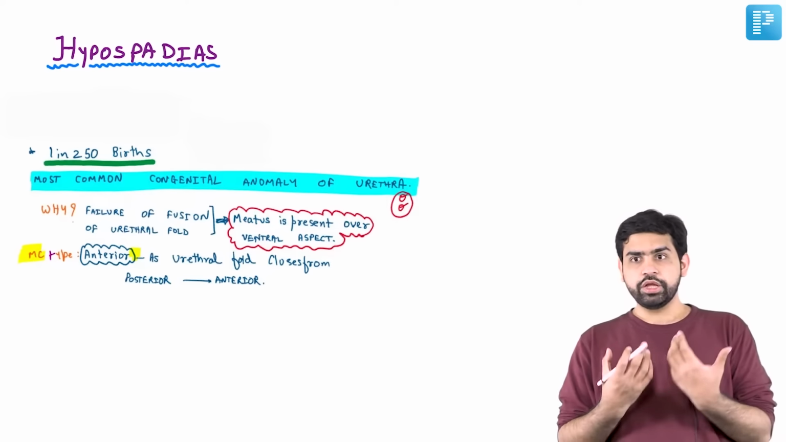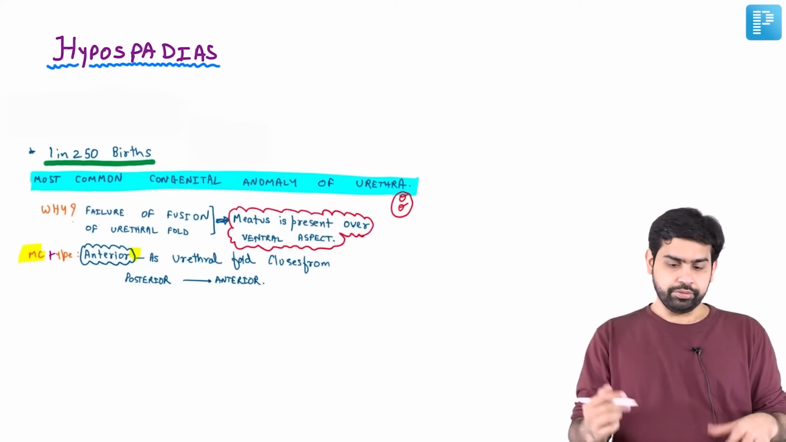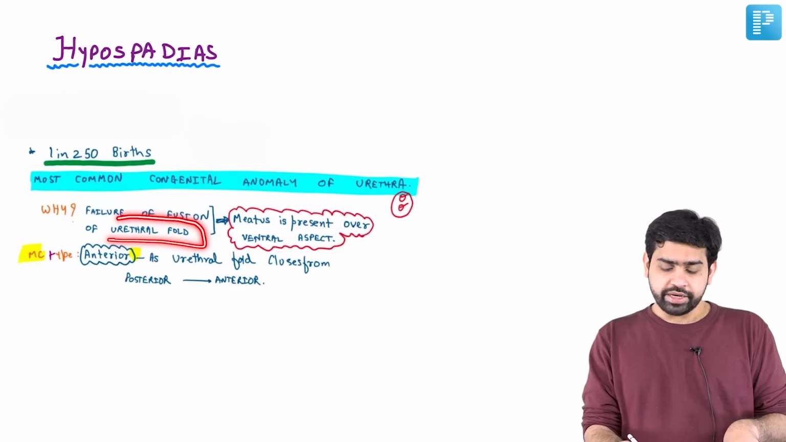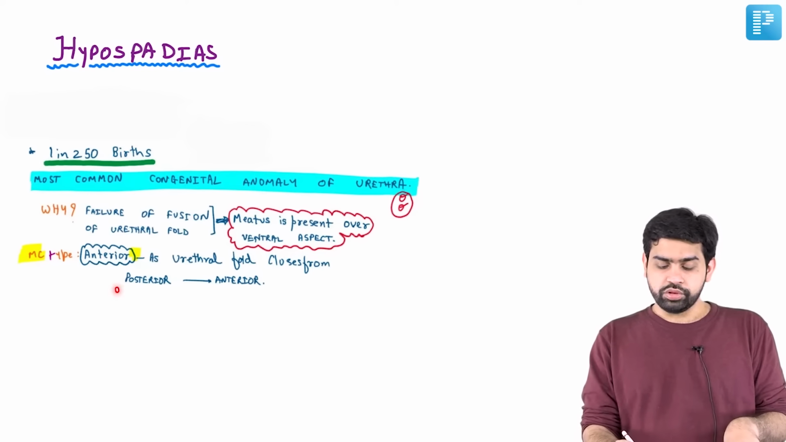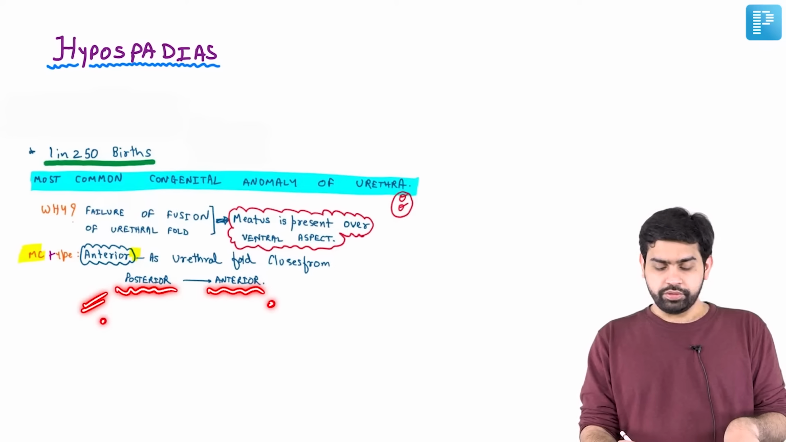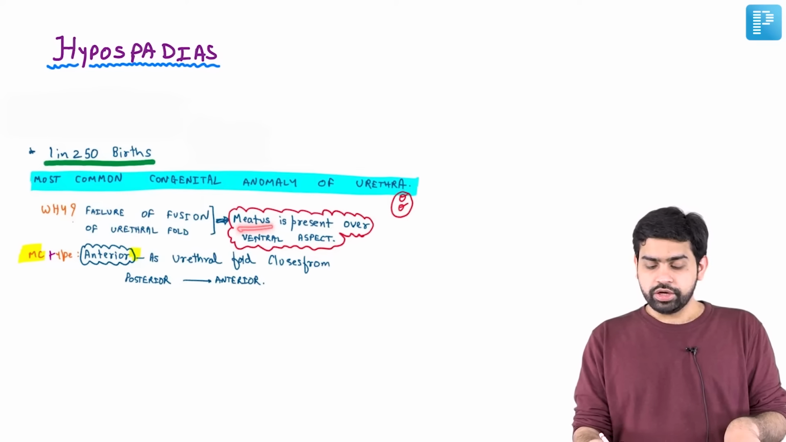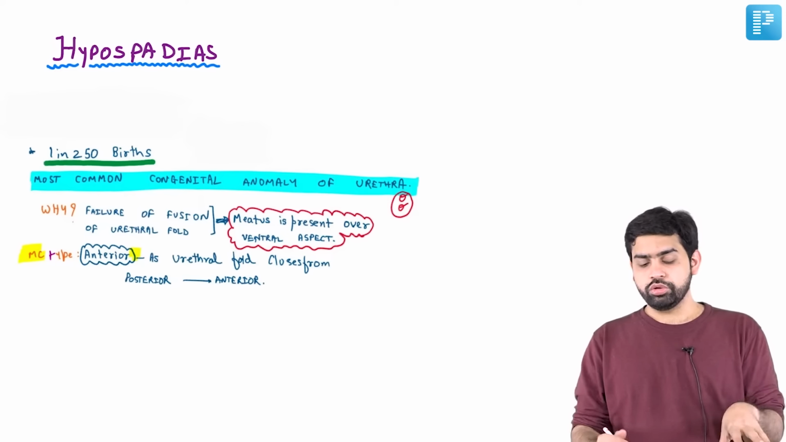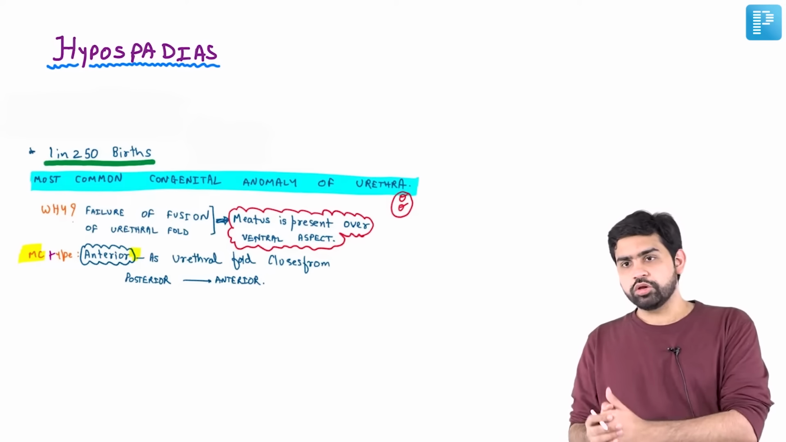There is basically a urethral fold which fuses from the posterior to the anterior, okay? Now what you need to understand over here is, if there is a failure of this fusion, then your meatus is going to be present at an ectopic location. So the meatus is, let's say, opening on the ventral aspect of the penis. That is what is called a hypospadias.